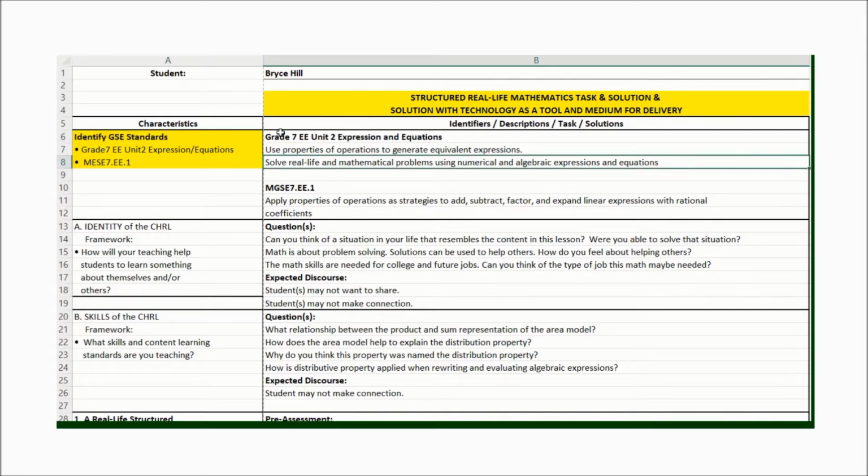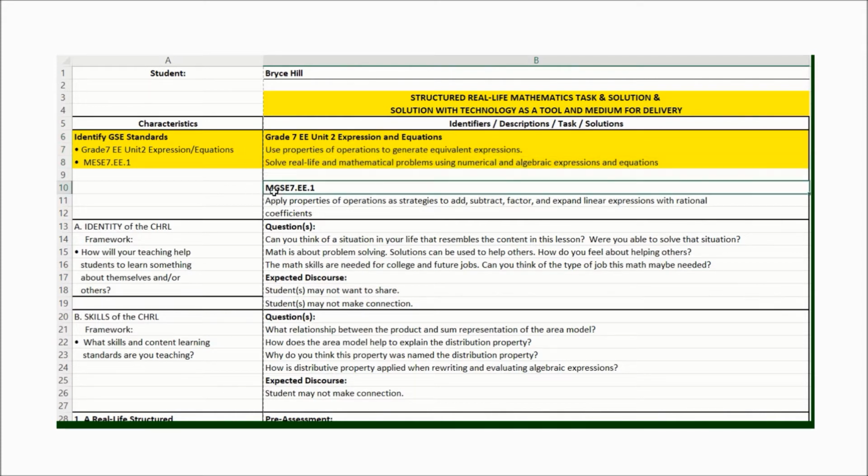We had to use the properties of operations to generate equivalent expressions, and solve real life math problems using numerical and algebraic expressions and equations. We went on with our standard here: apply properties of operations as strategies to add, subtract, factor, and expand linear expressions with rational coefficients.